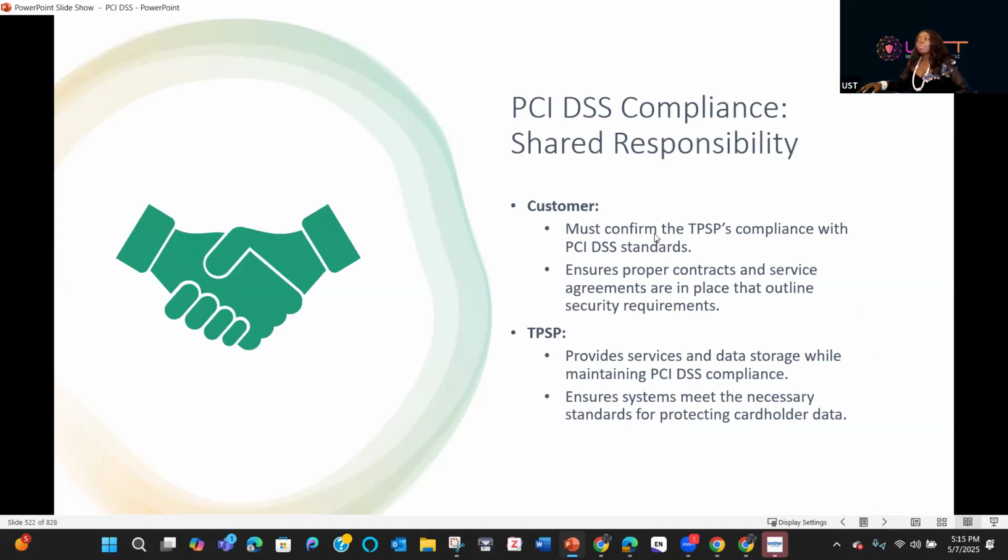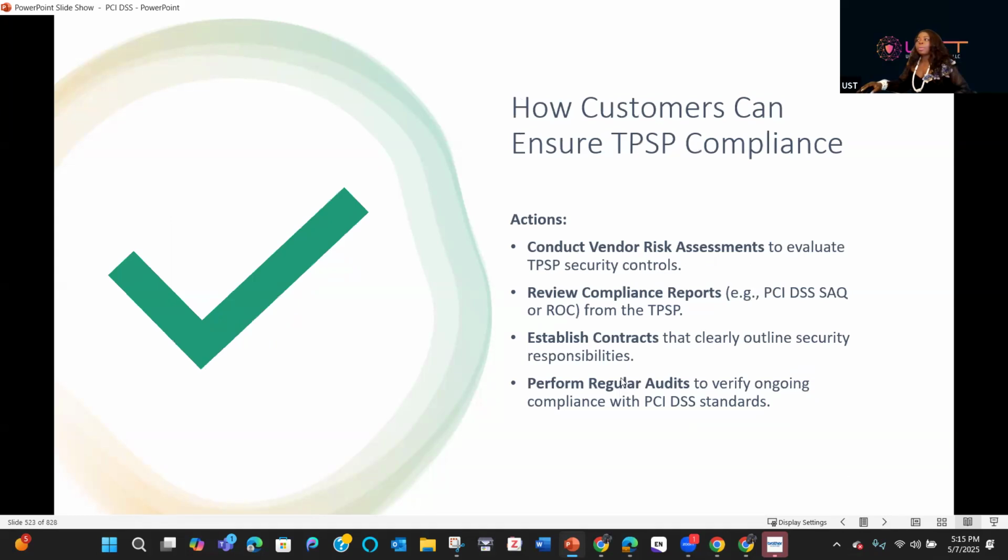Then the customer must confirm that the third-party service provider is compliant with PCI DSS standards, and ensure proper contracts and service agreements are in place that outline security requirements, provide services and data storage while maintaining PCI DSS compliance, and ensure systems meet the necessary standard for protecting cardholder data. But how can the customer ensure that third-party service providers stay in compliance?